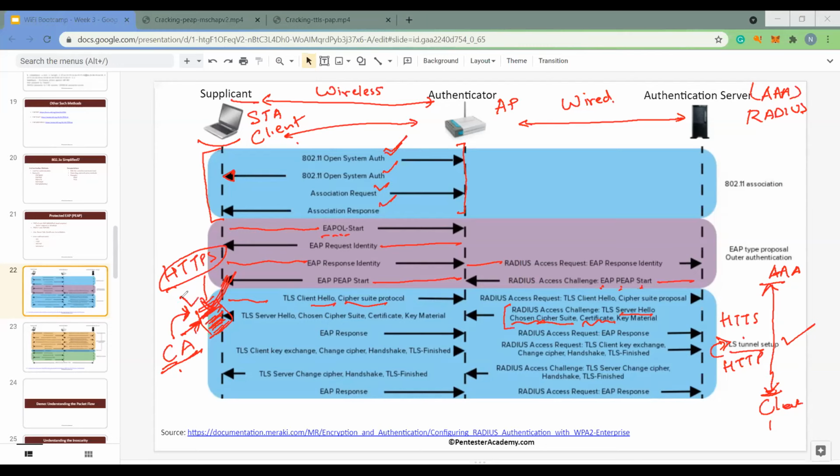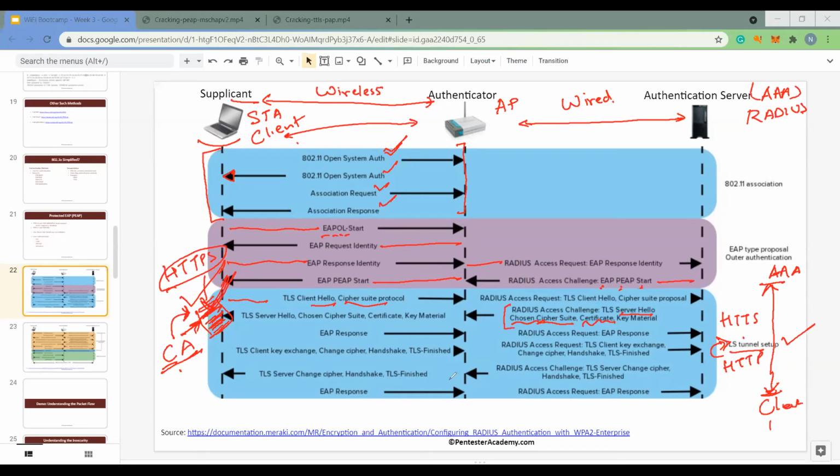So the client accepts it. Once the certificate is accepted, after that, there are 2, 3 more steps. They exchange some more specification, they exchange some more standard packets. And once all of that is done, a TLS tunnel will be established between the client and the AAA server.